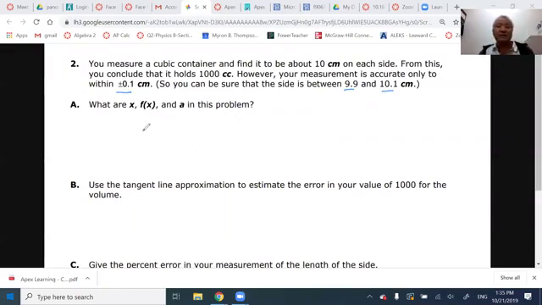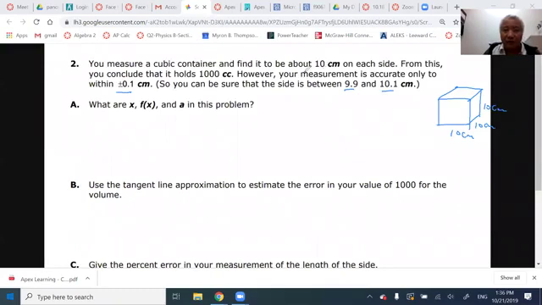Based on this textbook, the story is this. You measure mathematically, you know the cube. Okay, hold on. This is the cube. So mathematically, you can draw a cube like this, and we know each side is 10 centimeters, all the sides equal. That's for the cube, right?